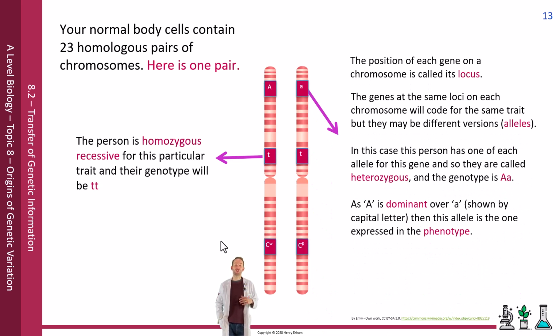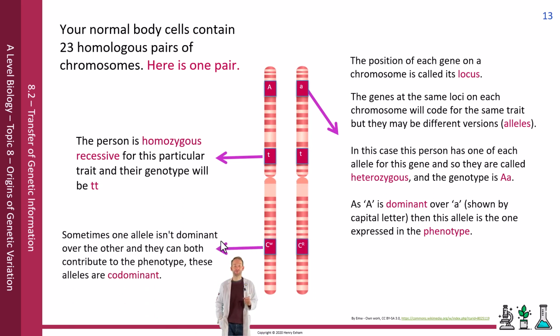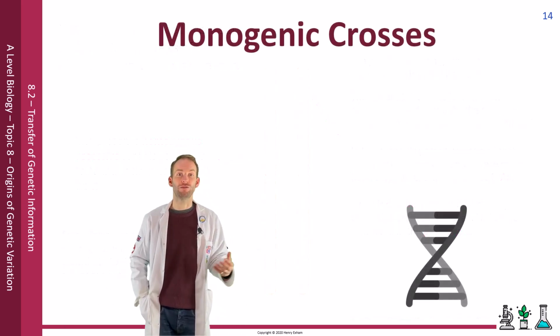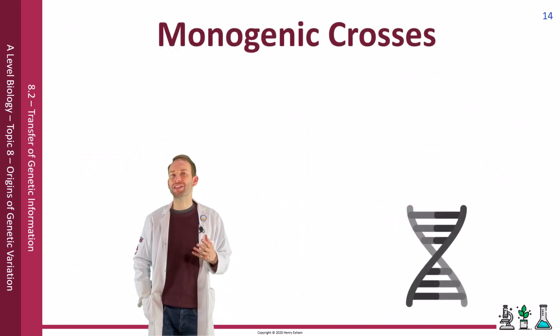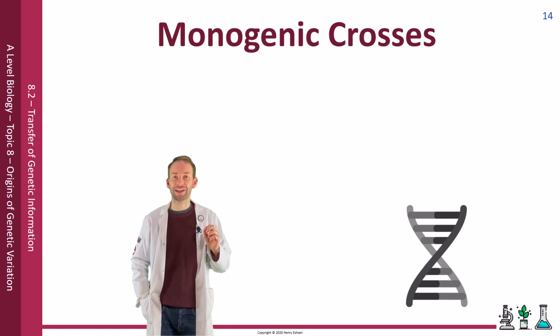So at the top, we've got another pair of alleles there. They're heterozygous for that particular trait. And at the bottom, that's an example of a codominant gene. Now, most traits in living organisms are polygenic, controlled by several interacting genes. However, to keep things simple, we're going to start off by looking at characteristics controlled by one gene only.